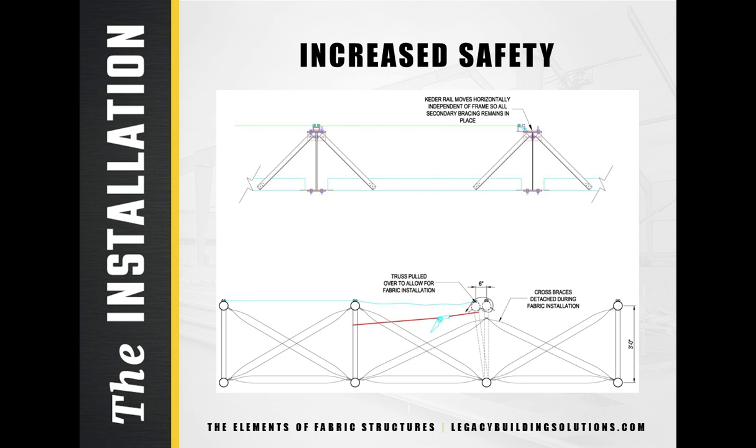Another significant advantage of this system is the increased safety during construction. Frames are completely braced and all cross cables are installed and tensioned prior to installing the fabric onto the building. The frames do not need to be flexed or bent, as shown in the bottom rendering, in order to allow for the fabric to be properly installed. Safety is always first during construction, a vital consideration on many commercial and industrial sites.